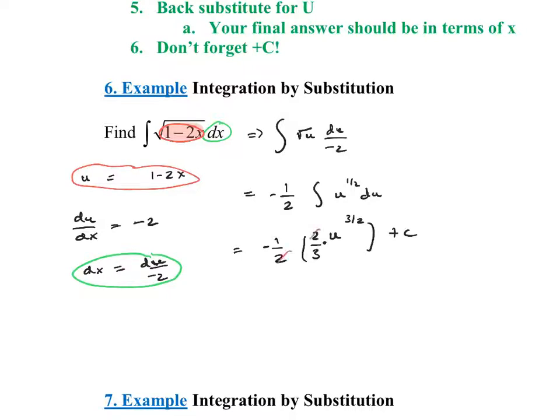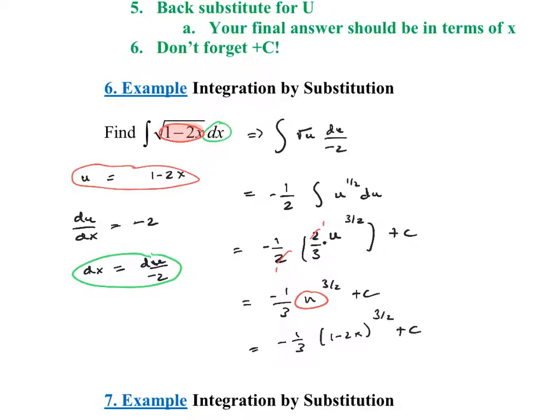Notice my 2's are going to simplify here, so I can do a little bit of cleaning up. I'd have a negative 1/3 times u to the 3/2 plus c, but the issue with that is this is in terms of u. My original problem's in terms of x's. So I go ahead and I back substitute. I'm ending up with negative 1/3. Instead of u, I have 1 minus 2x, that quantity raised to the 3/2 plus c.